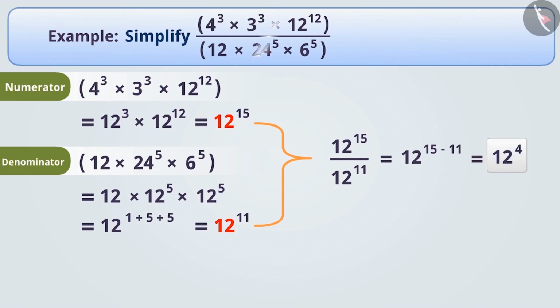Keep in mind that we can also solve this example in different ways, such as rearranging base 6 and 2, or rearranging base 3 and 4, etc. Will you be able to solve the question by using these methods? Try it.